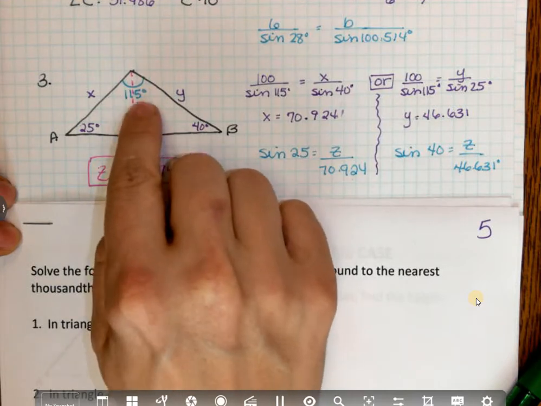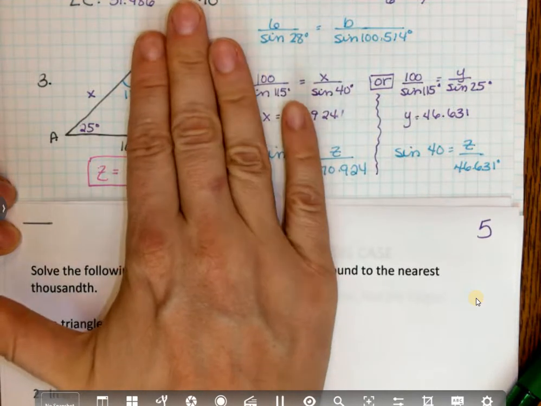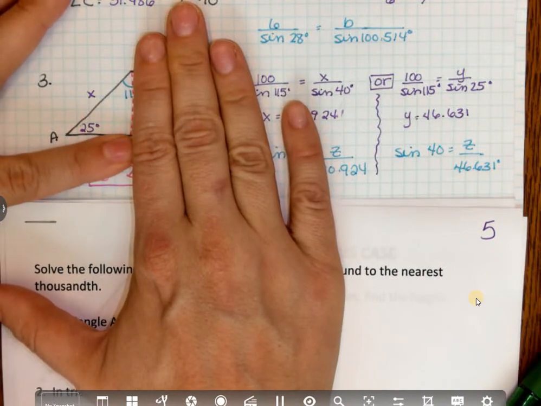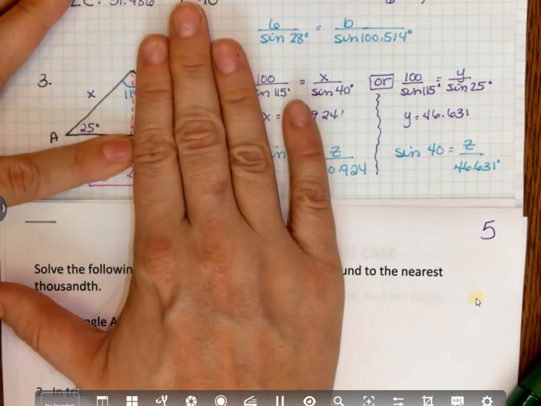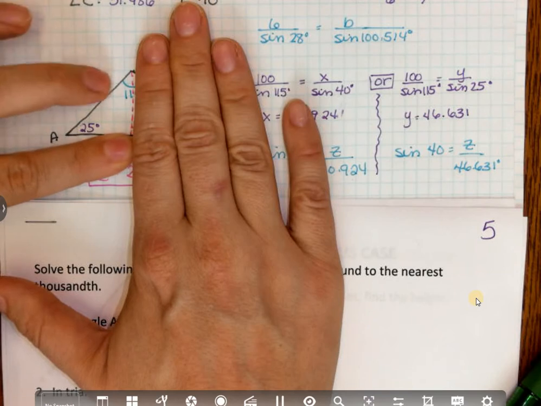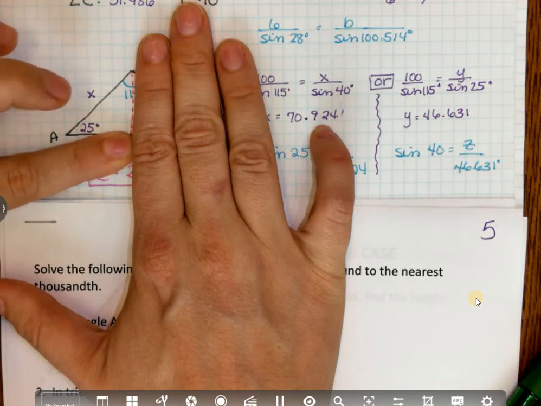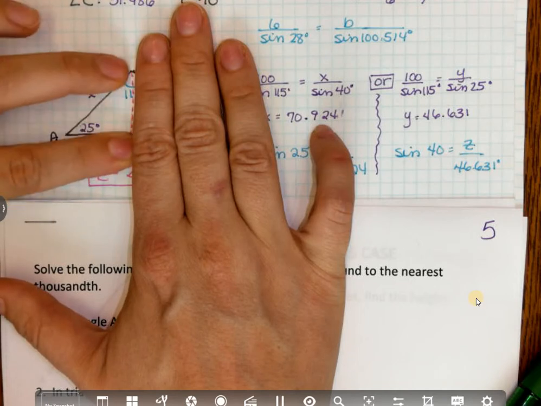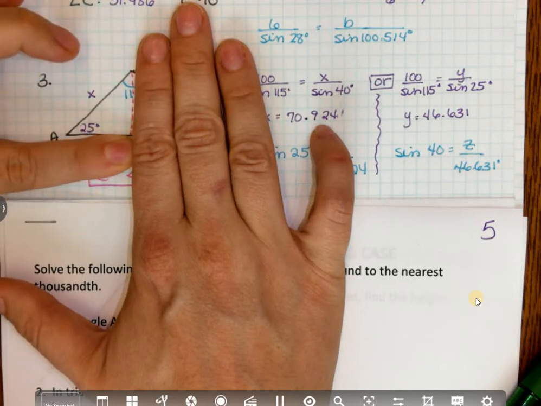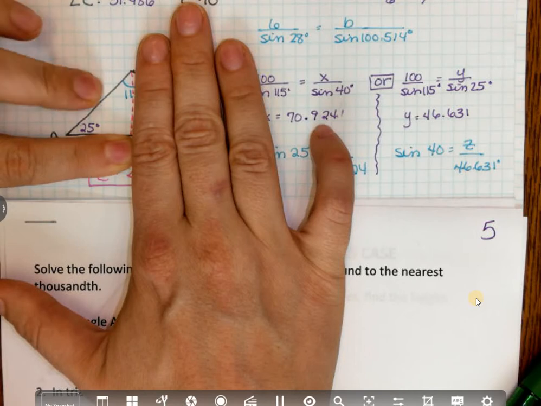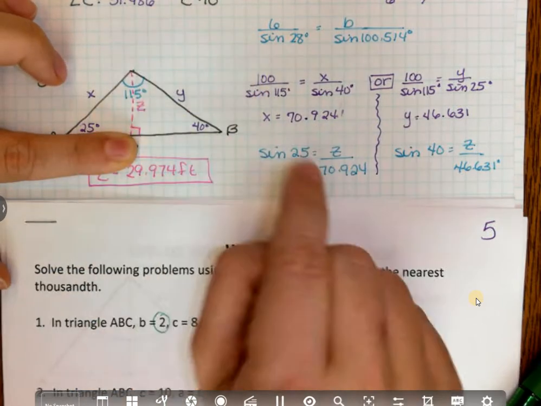Since I'm looking for the height of this thing, I'm just going to look at the part of the triangle that I know about, which is I know that's a 25-degree angle. We were able to find x because it was 70.924. And so if I have this one, I'm looking for this one. Which trig ratio is that? Not cosine. Opposite and hypotenuse. So you would use sine.